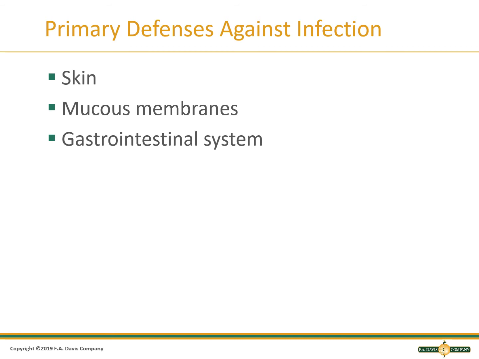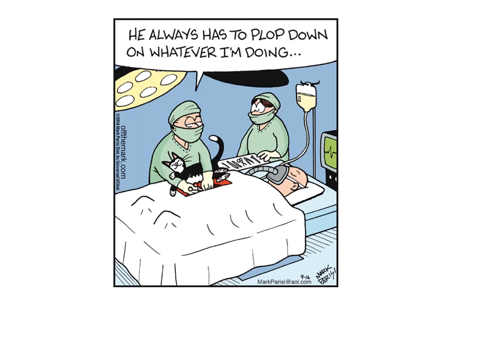Mucous membranes. These are in the respiratory tract, in the urethra, in the vagina. All these mucous membranes basically produce sticky mucus that traps invading pathogens. And then the gastrointestinal system. If any pathogen makes it into the stomach, the strong hydrochloric acid found in digestive juices often kills them. So that's a great thing.